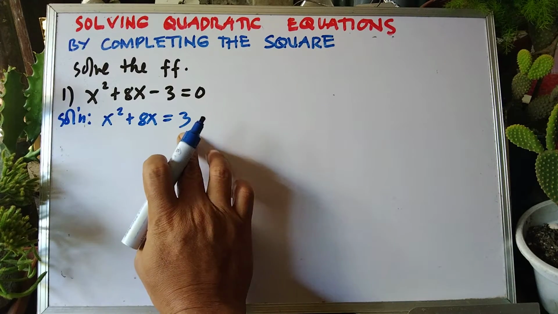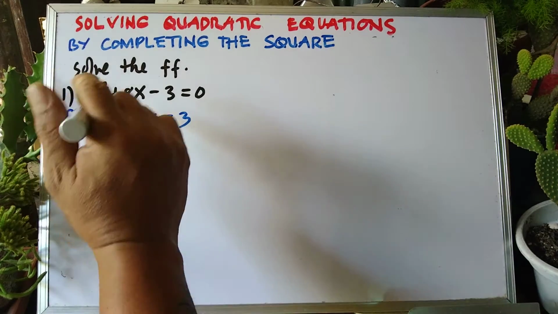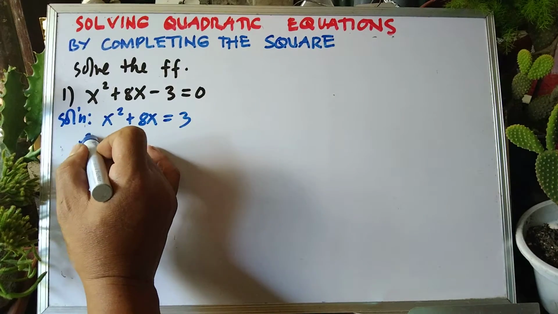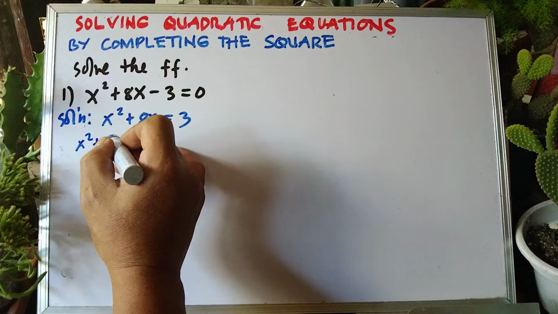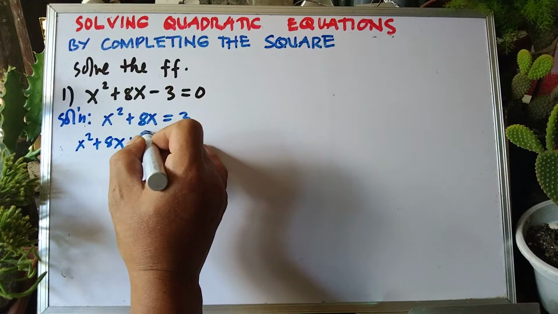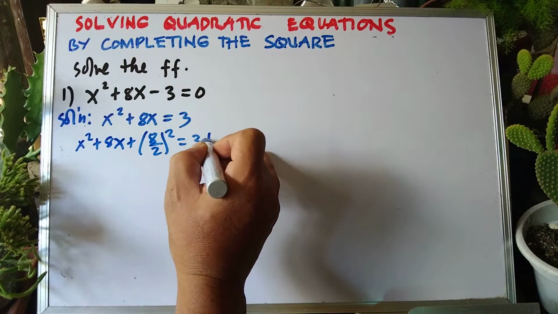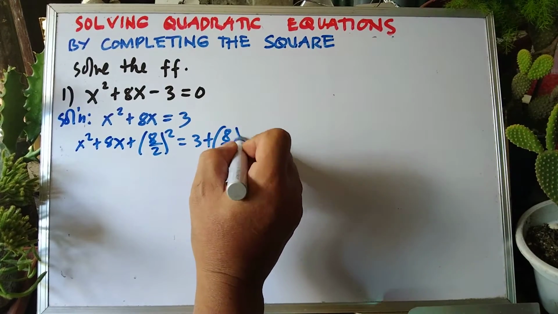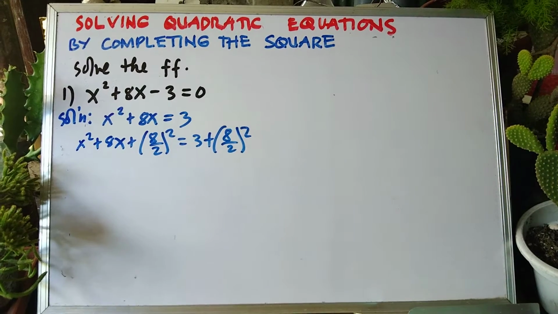Okay. Andito na si constant. Ano ba ang next step natin? Mag-a-add tayo ng 1/2 coefficient of x. So, this is x squared plus 8x plus 8 over 2 squared is equal to 3 plus 8 over 2 squared. Okay. Yan ang i-add natin.